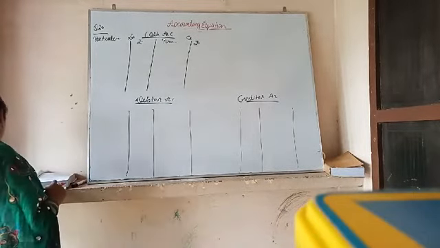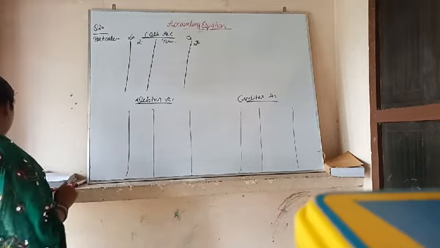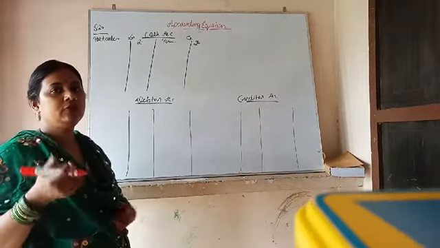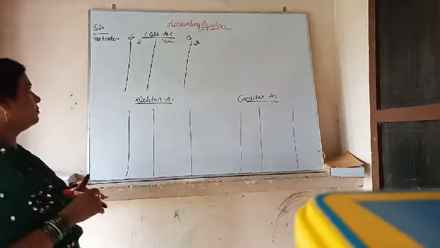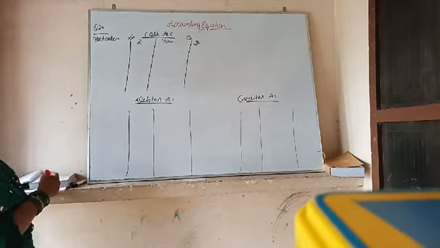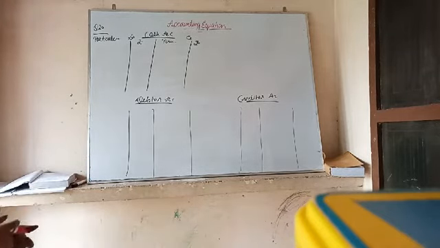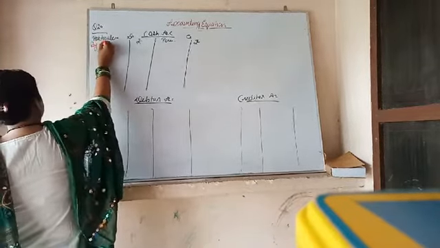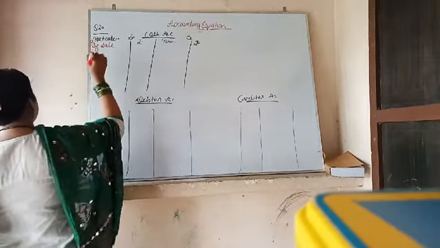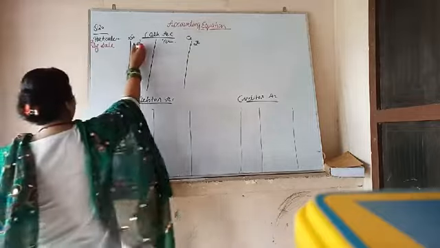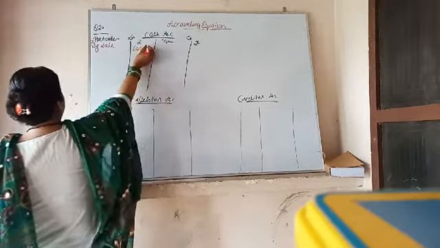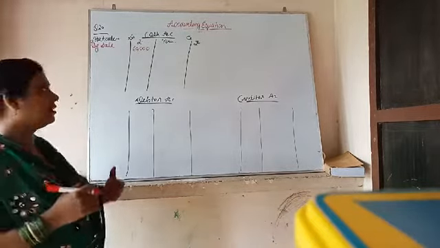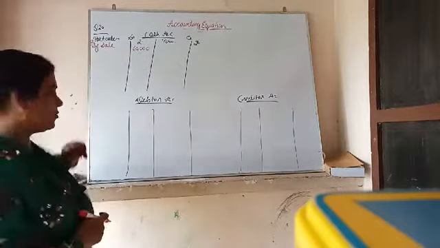The first transaction is given: sold goods for cash. If we have sold goods for cash, then cash will come into the business, and according to the rules of cash account, debit what comes in, credit what goes out. So we will write "By sales", 60,000.